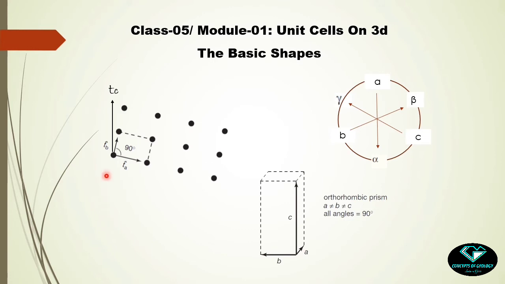Okay, so look here, this TC is just arranged perpendicular to this basal rectangle. So here TA, TB and TC all are unequal, but all angles are 90 degree. Okay, so no axis is inclined here. This shape is called an orthorhombic prism.